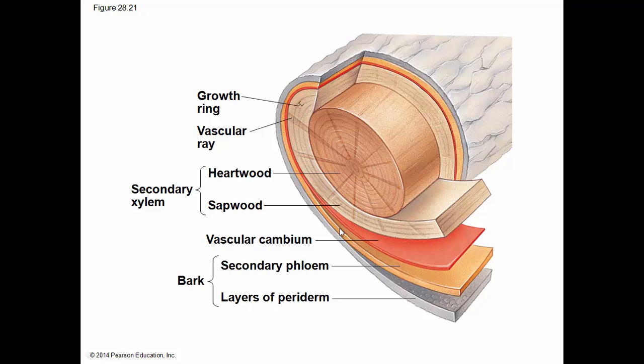The vascular cambium, this is where the plant stem cells are located, where the initials are located, forming the vascular cambium. And the secondary phloem, this is where most of the phloem activity, the transport of liquid food, is occurring. And these are the layers of the periderm. Everything outside of the vascular cambium is the bark, and the periderm is the skin of the tree.